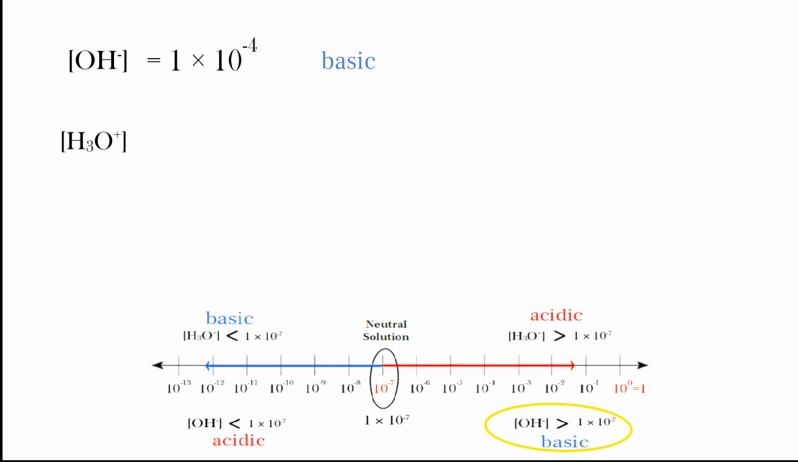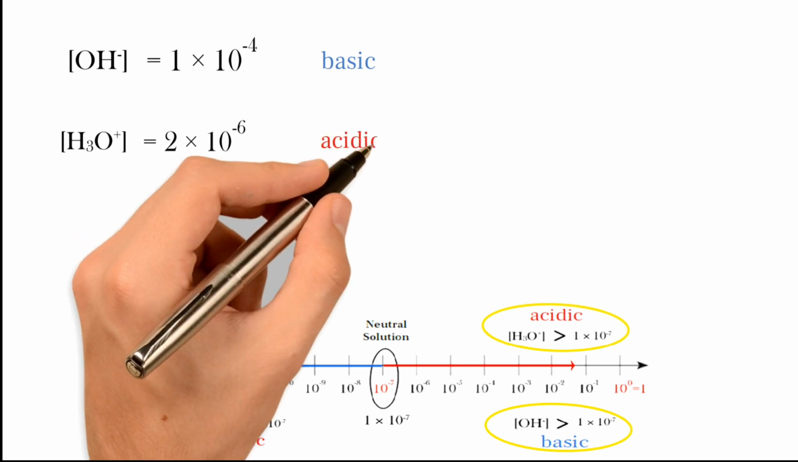In the following example, the concentration of H3O+ equals 2 times 10 to the power of minus 6. When comparing the powers, we notice that 10 to the power of minus 6 is greater than 10 to the power of minus 7, which means that the concentration of H3O+ is greater than 1 times 10 to the power of minus 7. So the nature of this solution is acidic.